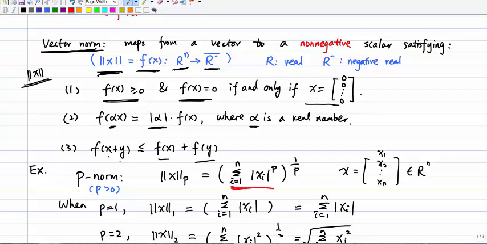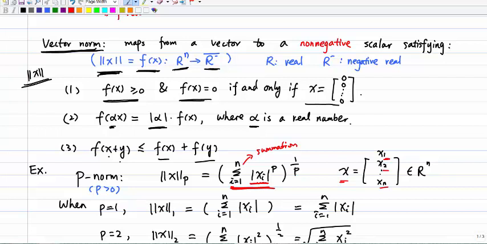Let's see what's inside this one. The inside here is a summation. So what is computed as a sum? Assuming x is given by x1, x2 up to xn, you first compute the absolute value of each individual number and take its p power. Then you compute the sum. After computing the summation, you take the power of 1 over p.